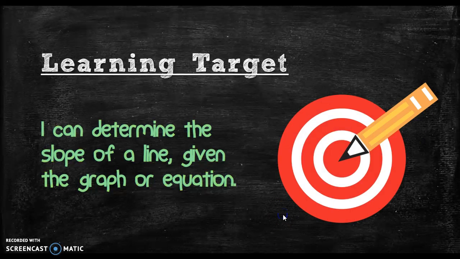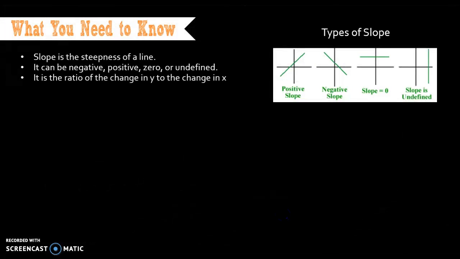I can determine the slope of a line given the graph or the equation. Here's what you need to know. Slope is another way to describe the steepness of a line. Slope can be negative, positive, 0, or undefined, and here are examples of that.